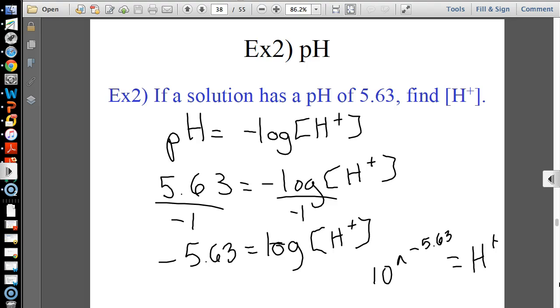So anyway, you got to plug this into your calculator. This is the one where you get a calculator. So, 10 to the -5.63, and you get 2 point... Oh, I need to tell you about sig figs. The pH has 2 sig figs. Did you hear me? The numbers after the decimal are your sig figs. So my hydrogen ion concentration can only have 2 sig figs: 2.3 times 10 to the -6.